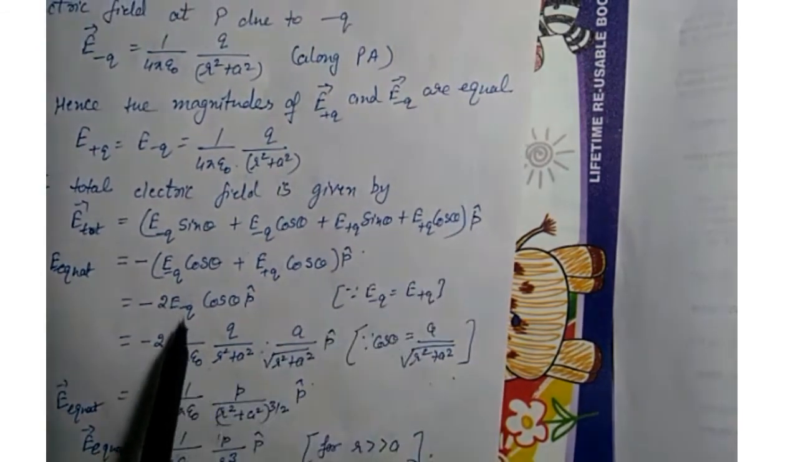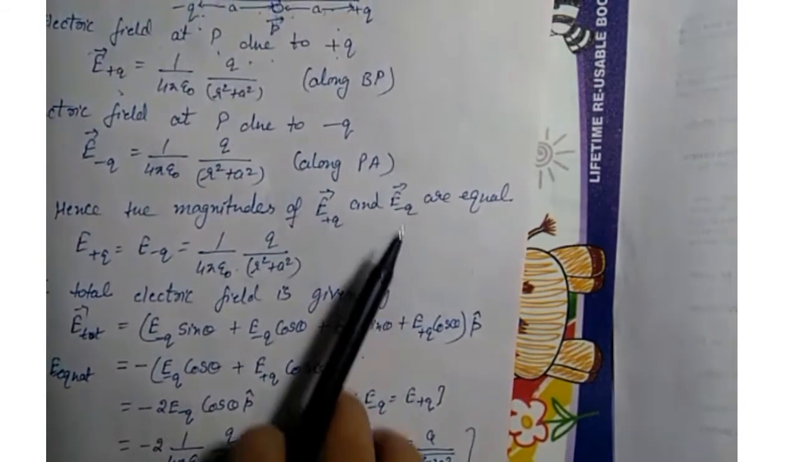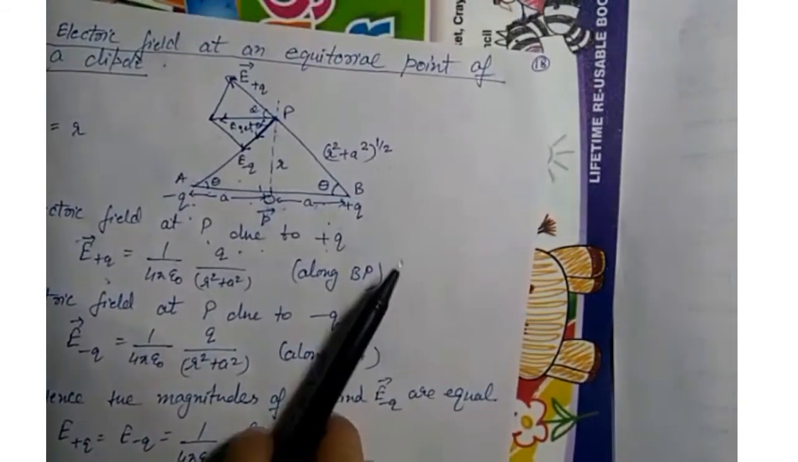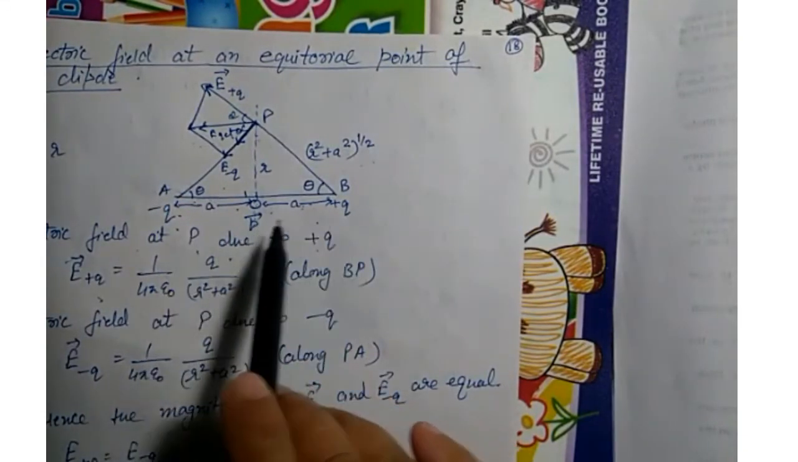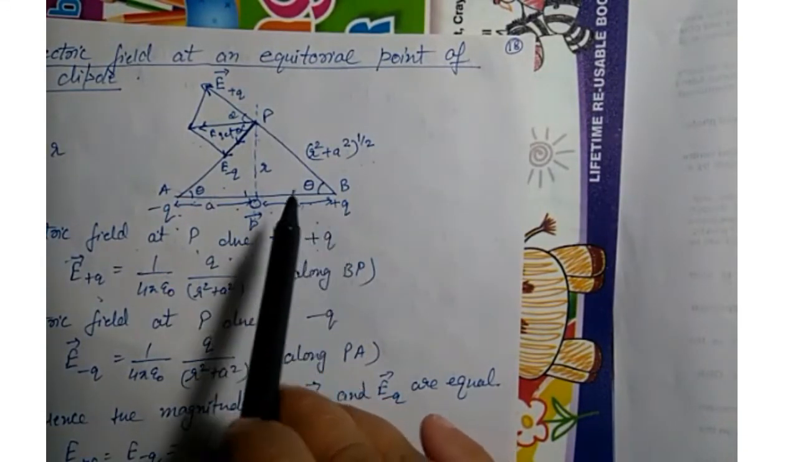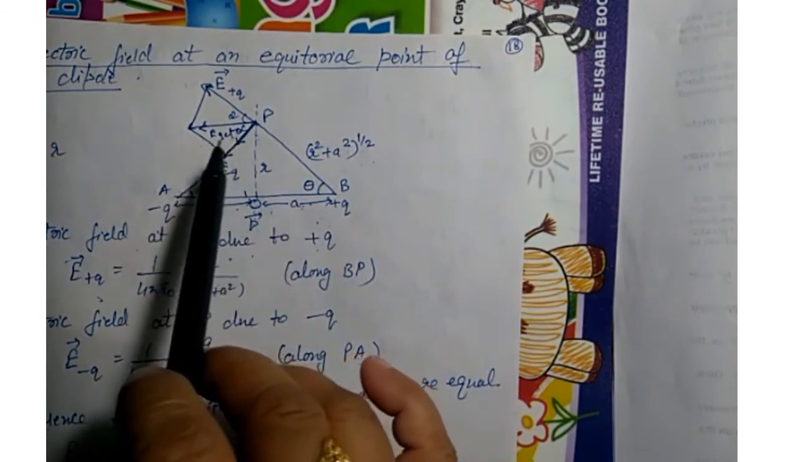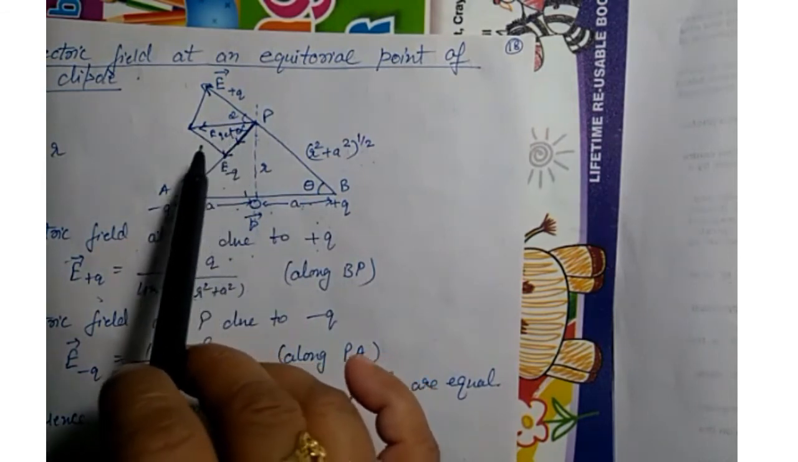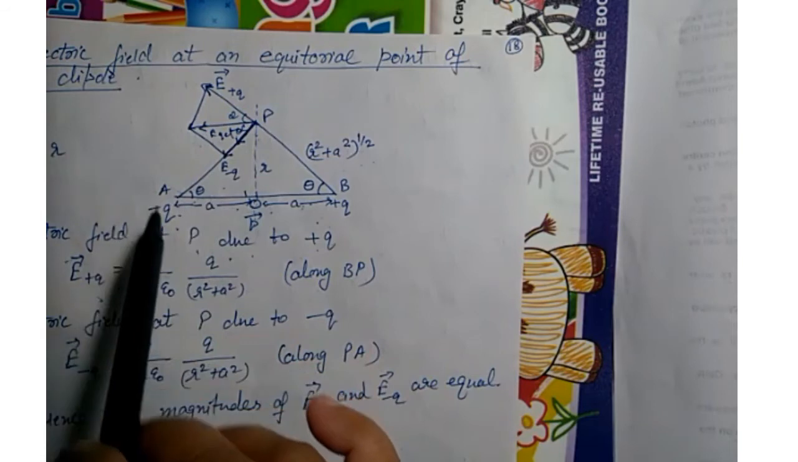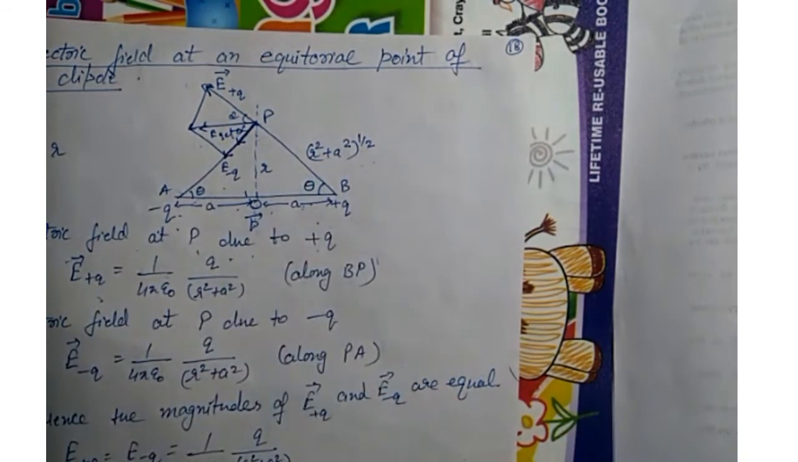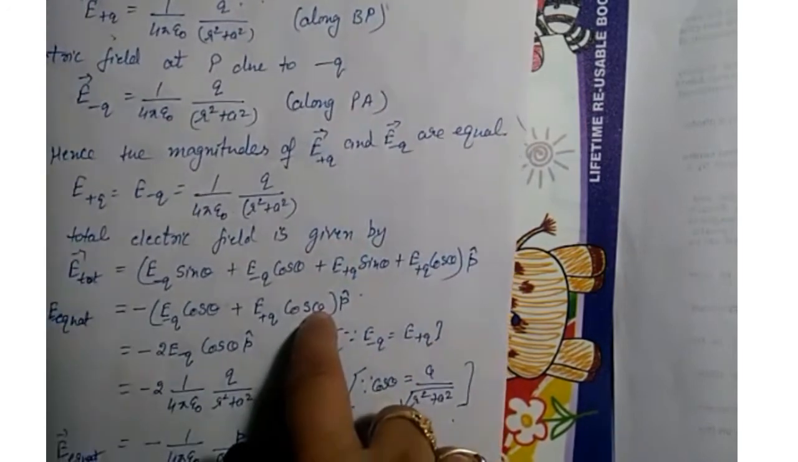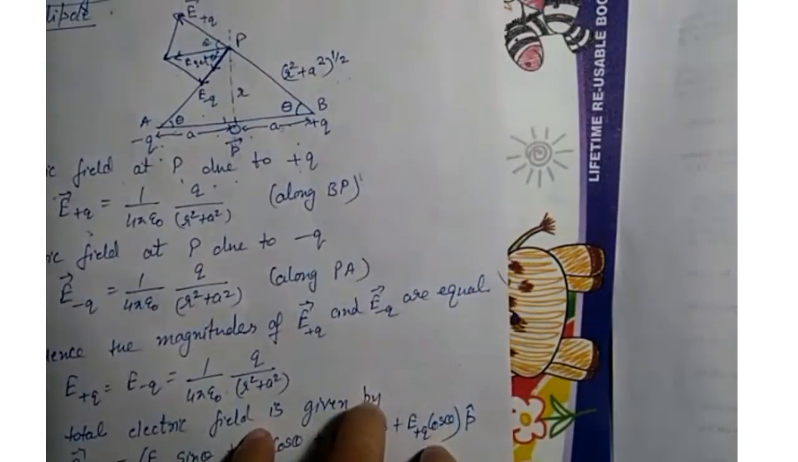Now, why are we considering this negative sign over here? Because the dipole direction is from negative to positive charge along this direction, but the net resultant electric field along the equatorial line is opposite to the direction of the dipole. Hence, we are considering the negative sign over here.